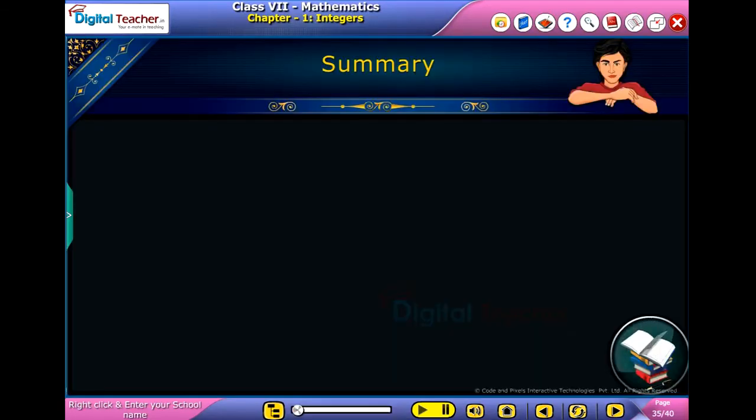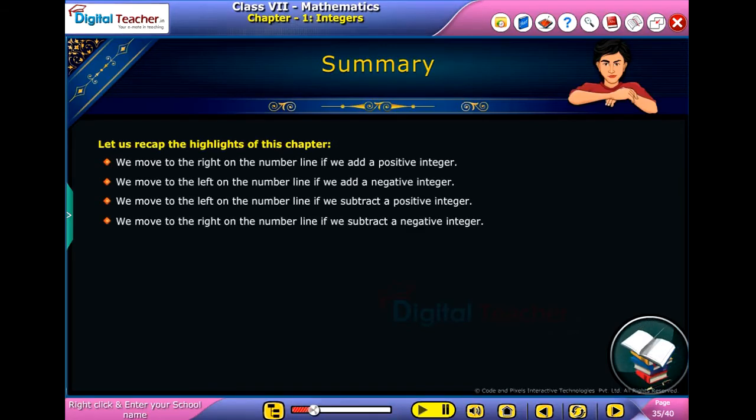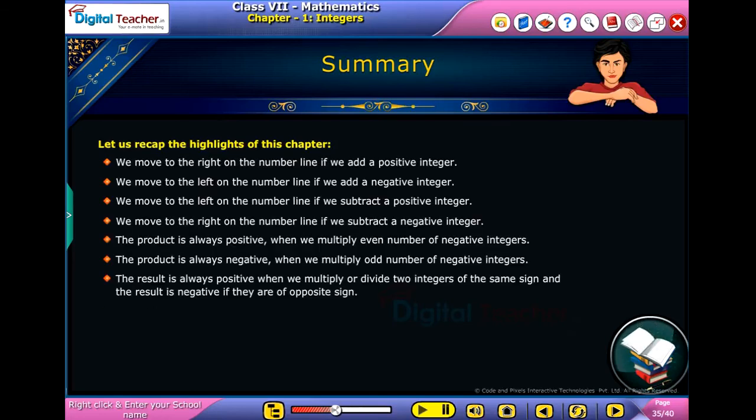Summary. Let us recap the highlights of this chapter. We move to the right on the number line if we add a positive integer. We move to the left on the number line if we add a negative integer. Closure property is satisfied in addition, subtraction and multiplication.